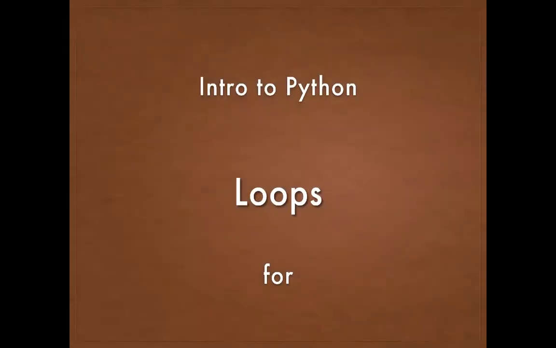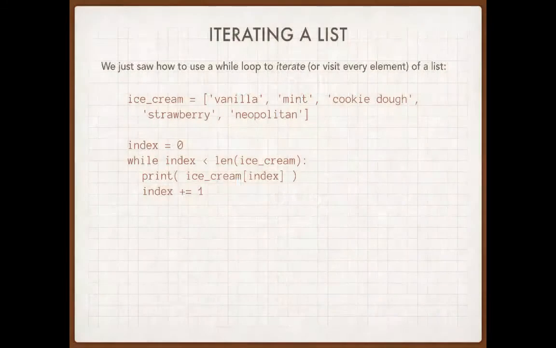Let's take a look at another kind of loop here, the for loop. What we were just doing in the earlier video is that we had a list of ice creams, and we used a while loop as a way to iterate, or to visit, every element in that list.